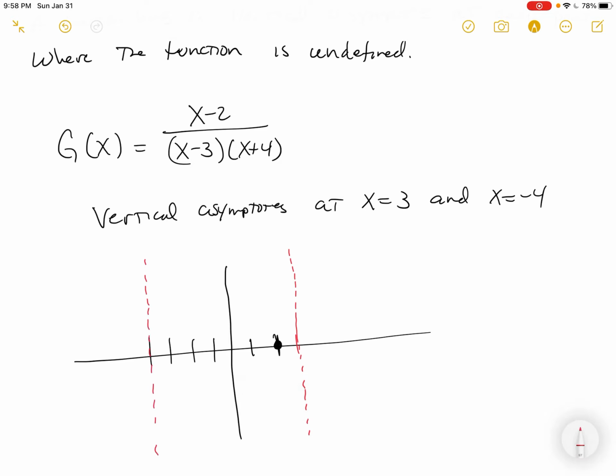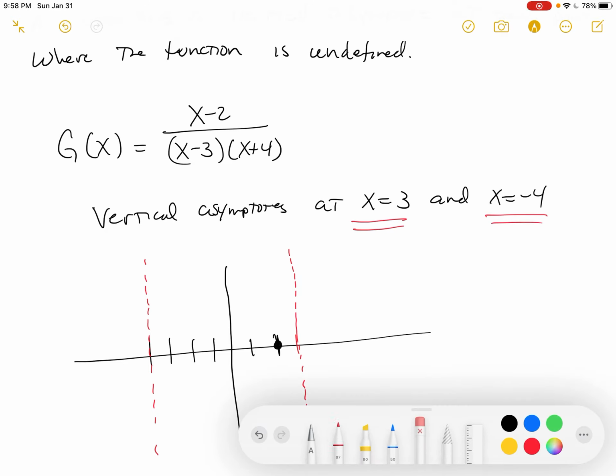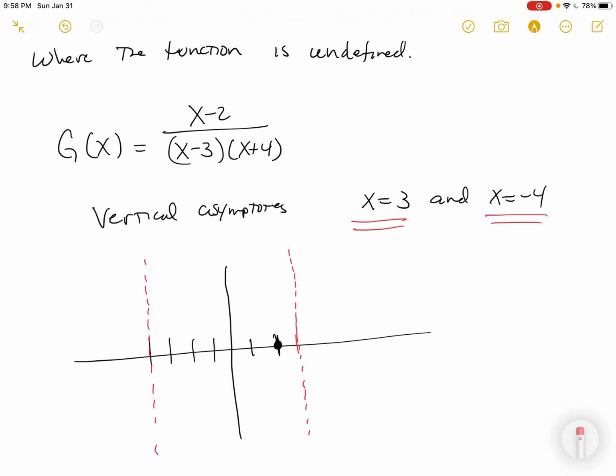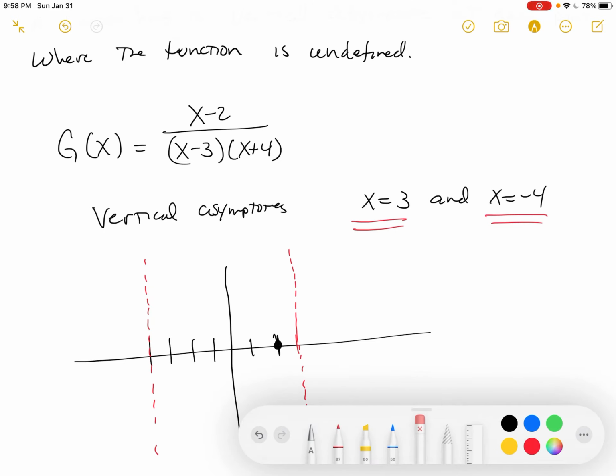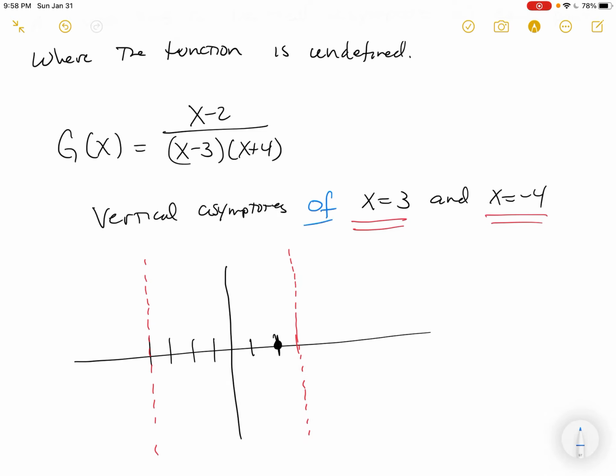So when we say a vertical asymptote at x equals 3 and x equals negative 4, maybe the word at should be replaced with the word of. And I'll put that in blue just to highlight it. These are linear equations of vertical lines. You need the x equals 3 and the x equals negative 4. It's not a single number. It's the line x equals 3 and x equals negative 4.